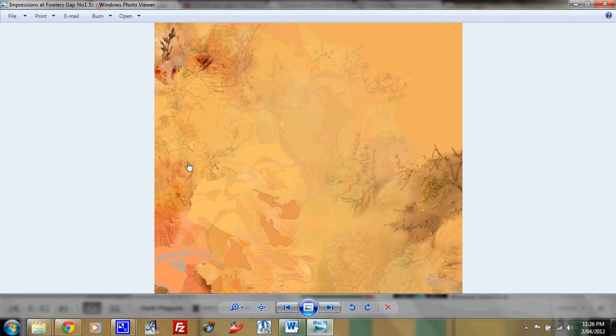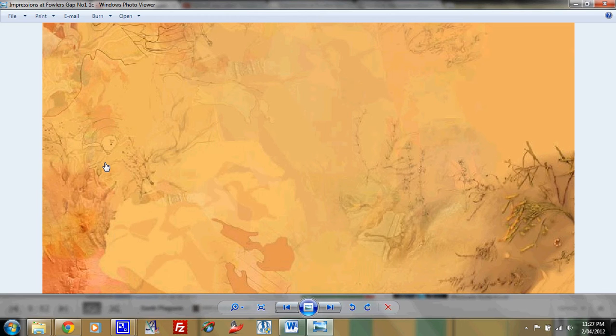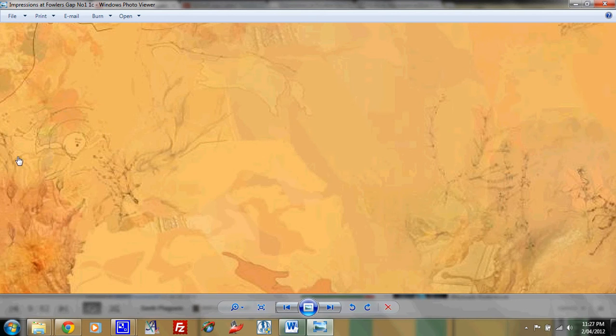Now, in my discussion about Impressions at Fowlers Gap No. 2, I spoke about this section of the work. We have Rodinia, Australia during the Ordovician period, some other elements in there as well, satellite imagery. Now, here we have some other elements. I believe that this is during the Carboniferous. Australia, the South Pole was located at the town of Burke there.